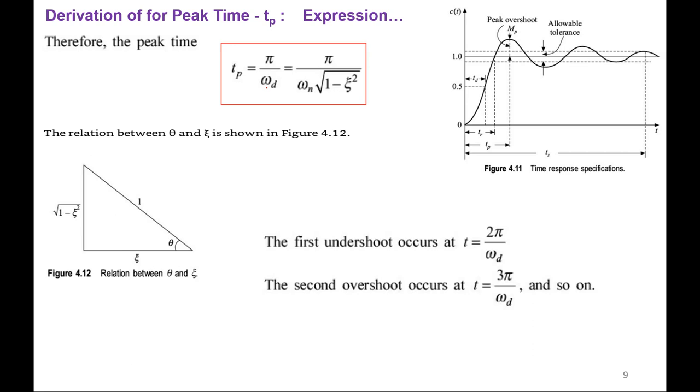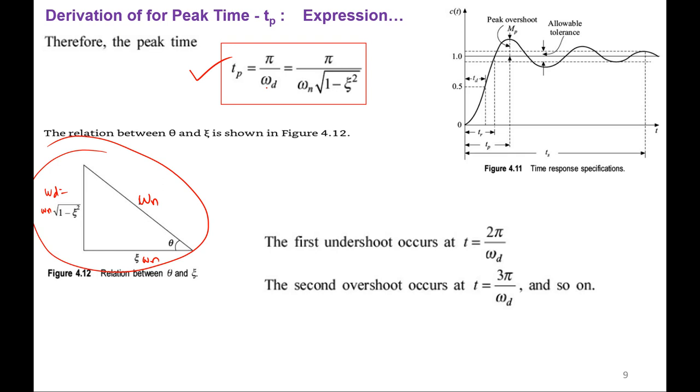What is this omega d? Omega d equals omega n into under root of 1 minus z square. So we have derived the expression for peak time. This triangle I have shown you for reference here. This is z omega n, this is omega d, that is omega n into under root of 1 minus z square, and this is omega n. I hope it is the same triangle, right? So the peak time Tp is equal to pi by omega d. I hope you understood this.